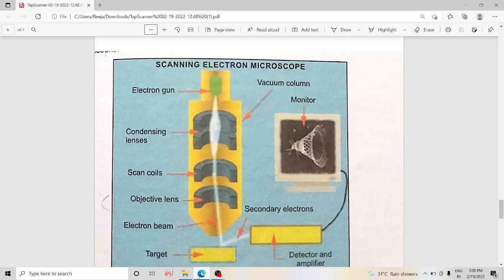Next, coming to the resolution. Now, what is meant by the resolution of an instrument? Resolution of an instrument is its ability to show two nearby points as separate. That means if an instrument has better resolution, that is, the value of resolution is a very small number, that means we are able to view finer details of the sample.